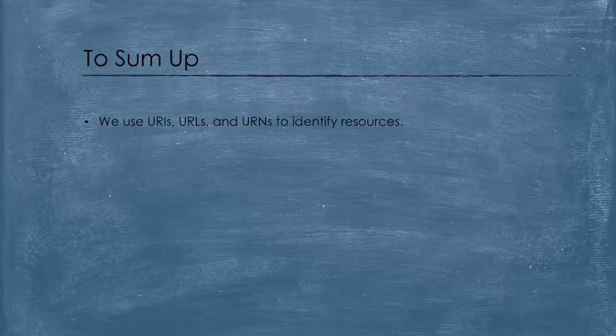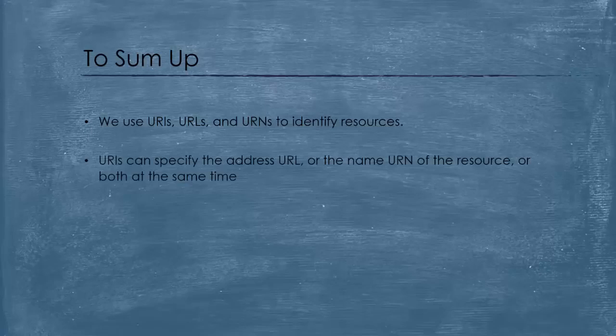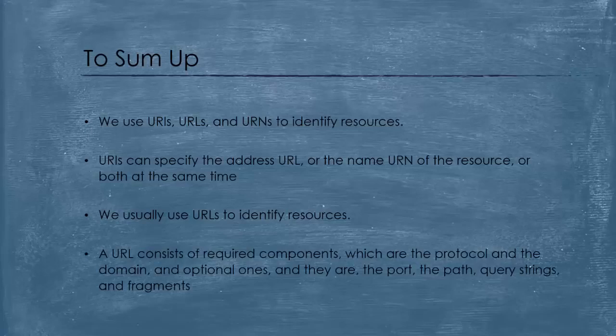To sum up, we've seen that we use URIs, URLs, or URNs to identify resources. And URIs can specify the address or the name of the resource, or both at the same time. We usually use URLs to identify resources, and a URL consists of required components, which are the protocol and the domain, and optional ones, and they are the port, the path, query strings, and fragments.